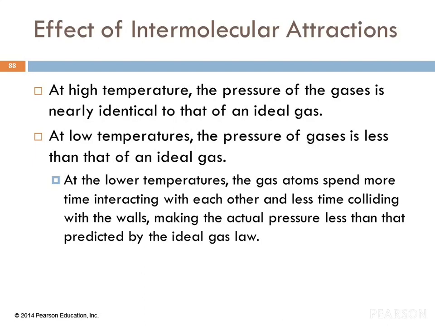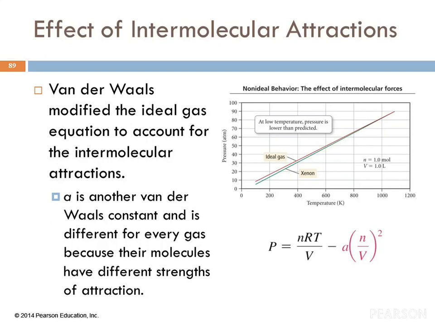So what we see is at low temperatures, the intermolecular attractions between gas molecules become important. We're going to talk a lot more about what those attractions are. But they're just forces of attraction between molecules. Here in this graph we see red with the ideal gas and xenon in the green line. And as we get to lower and lower temperatures, the pressure of xenon is actually lower than what's predicted by the ideal gas law. And that's because the xenon atoms are actually interacting with each other. And so they're not bouncing around like they should be.